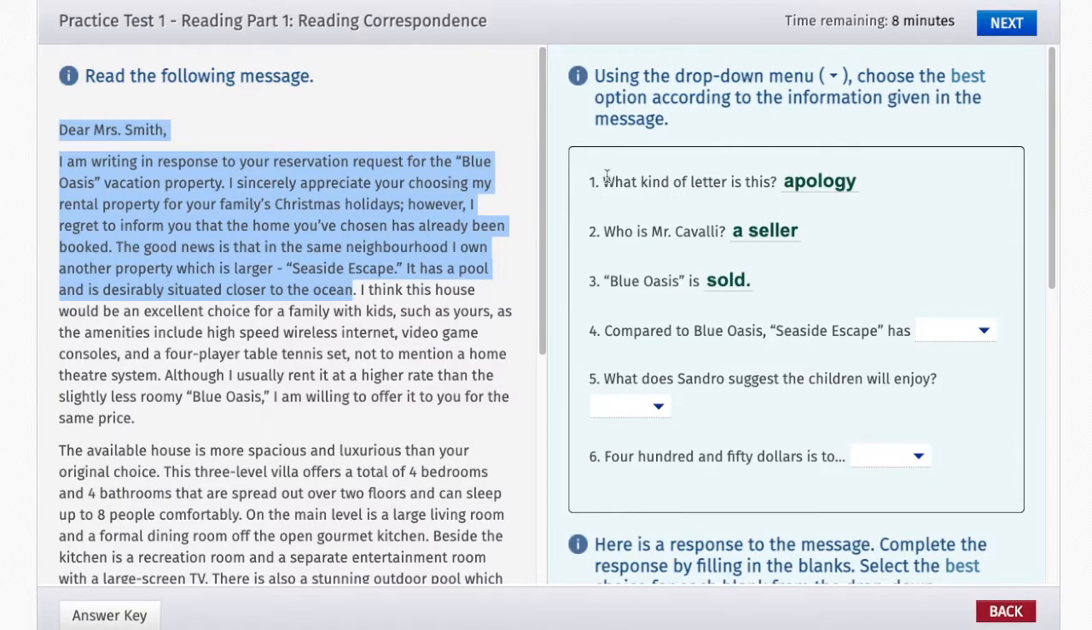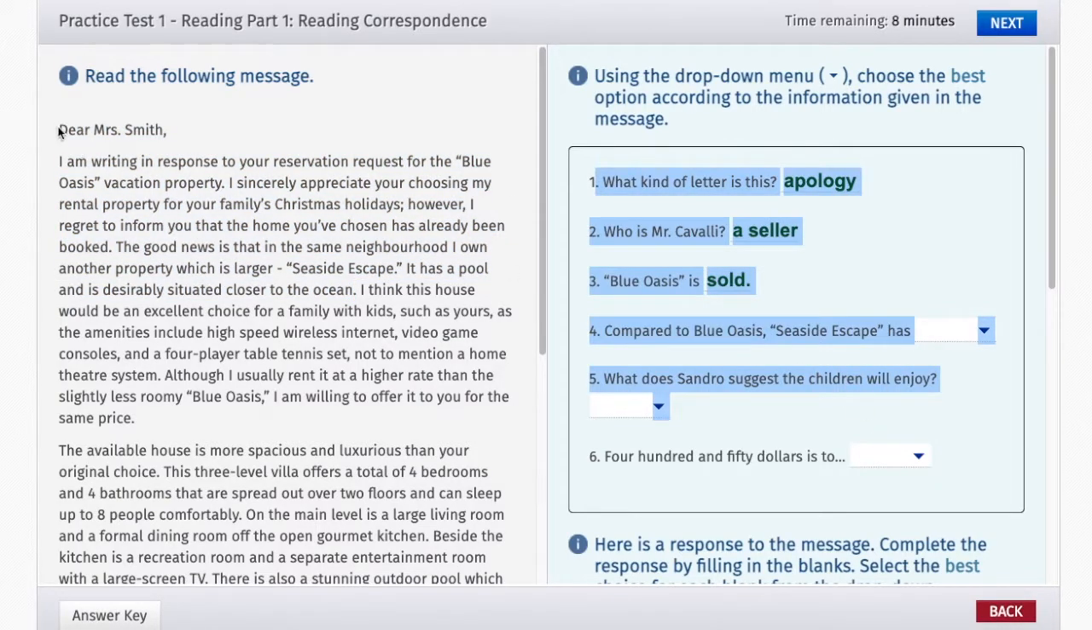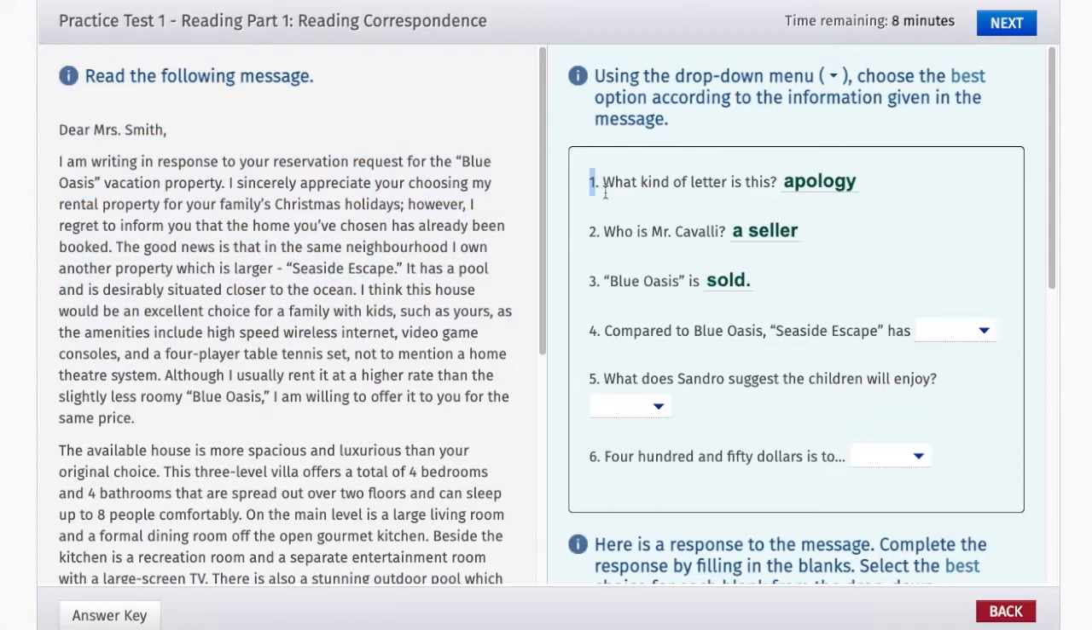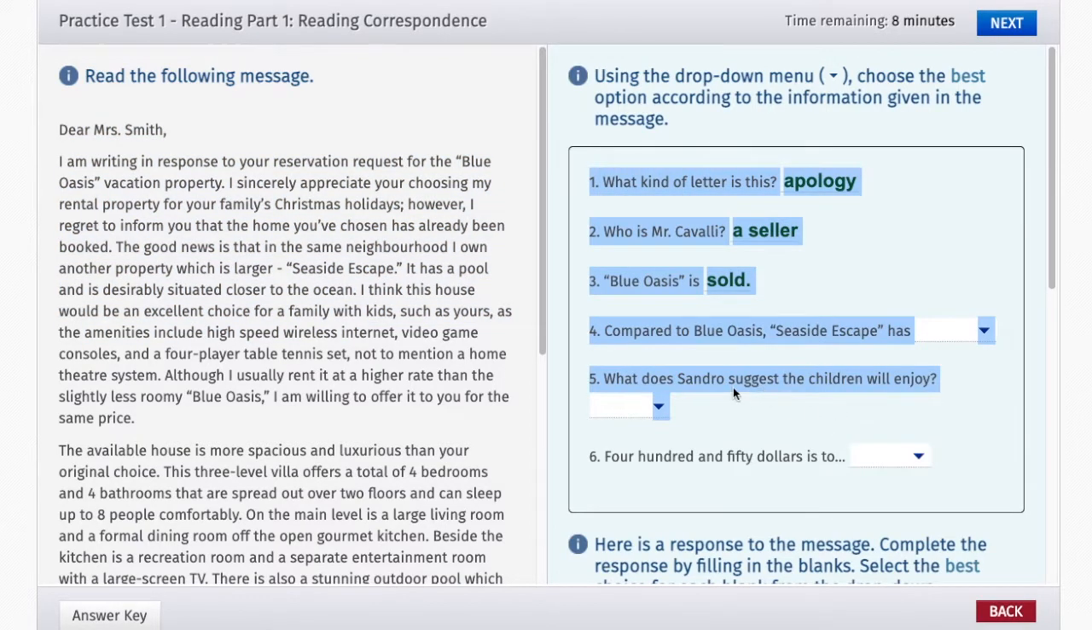Text, questions, text, questions. Very good.